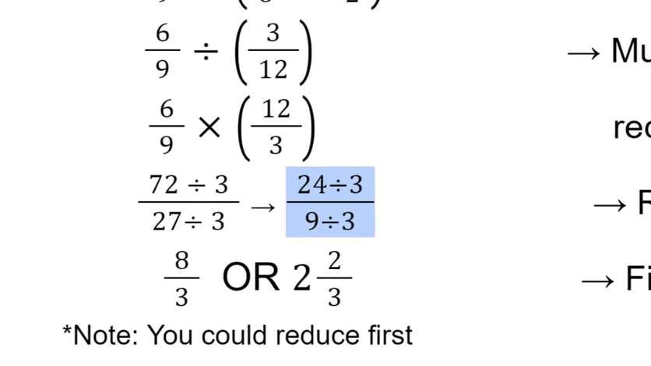However, 24 and 9 are also divisible by 3. So what we're going to do here is 24 divided by 3 is 8, and then 9 divided by 3 is 3. You could leave your final answer as an improper fraction like you see here, or you can change it to a mixed fraction, which would be 2 and 2/3.